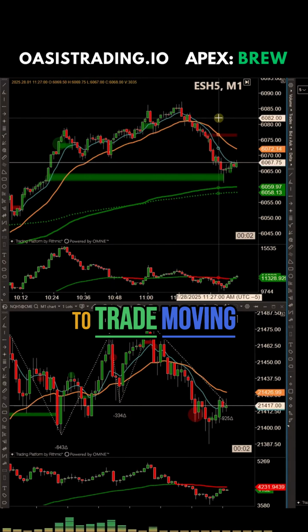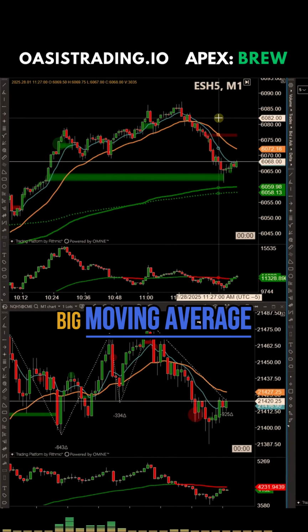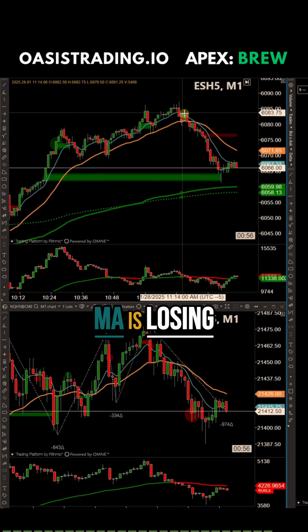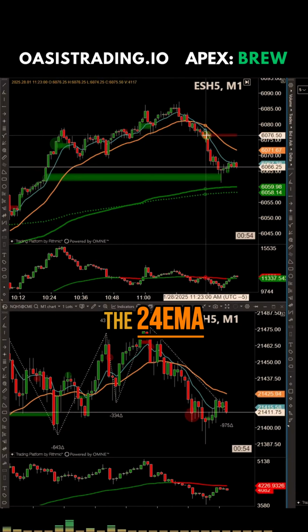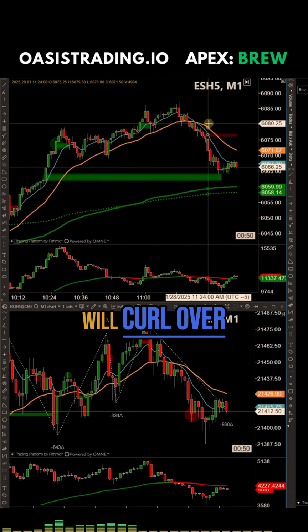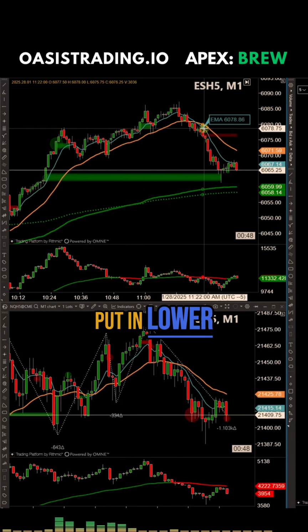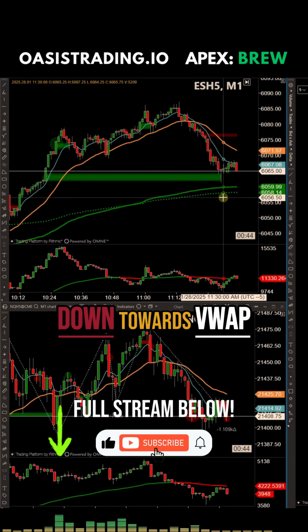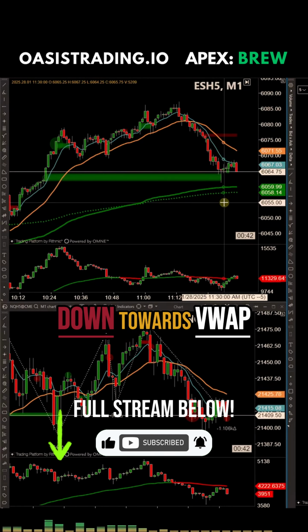If you like to trade moving average crossovers, I'm not a big moving average crossover guy, but you could also look for when the ADMA is losing the 24 EMA. And typically what will happen is that 24 EMA will curl over. You'll start to put in lower highs below that 24 EMA, and then you'll start to nuke down towards VWAP.